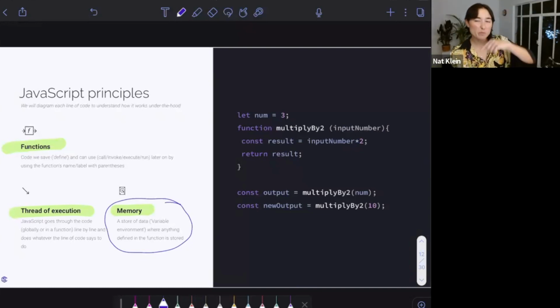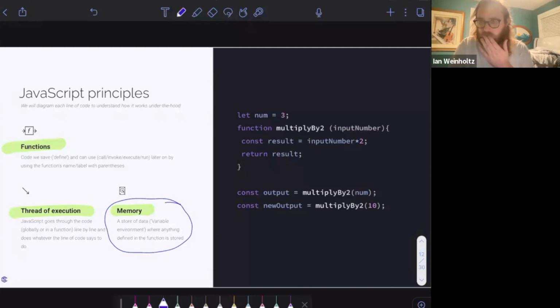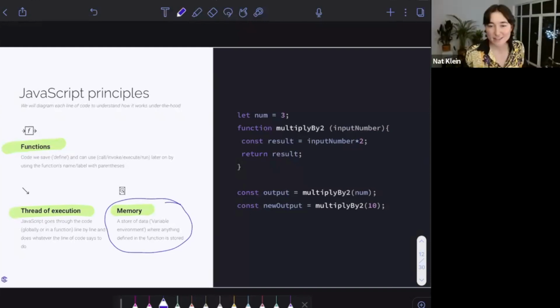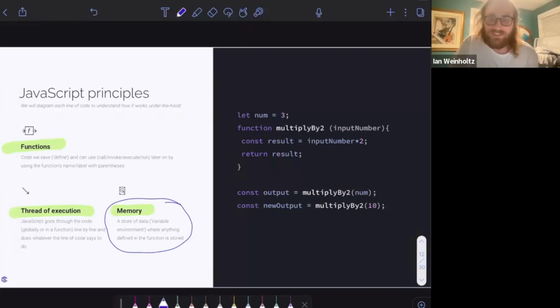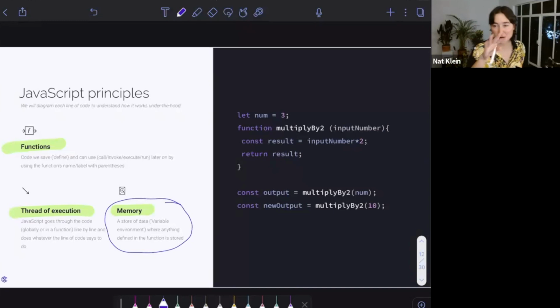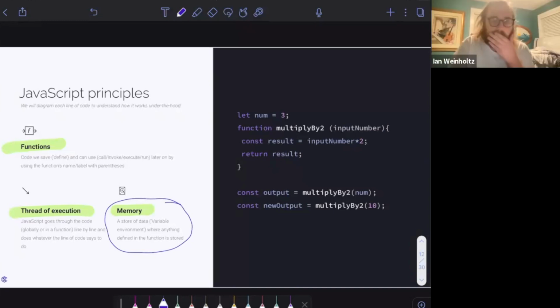When we pass something in, is it called a parameter or an... Starts with an A. It's an argument, but you're totally right. We'll go into the difference in a second.